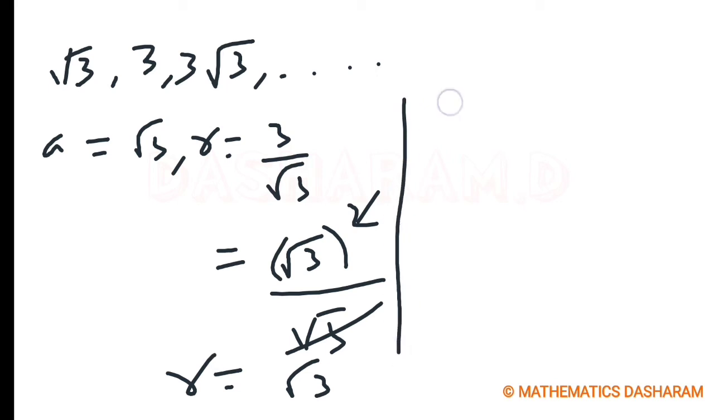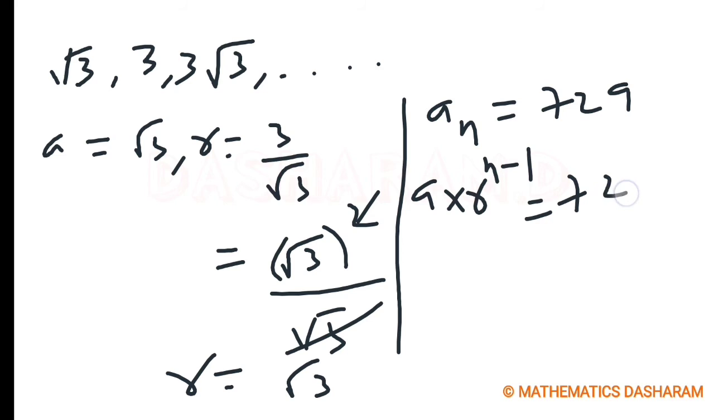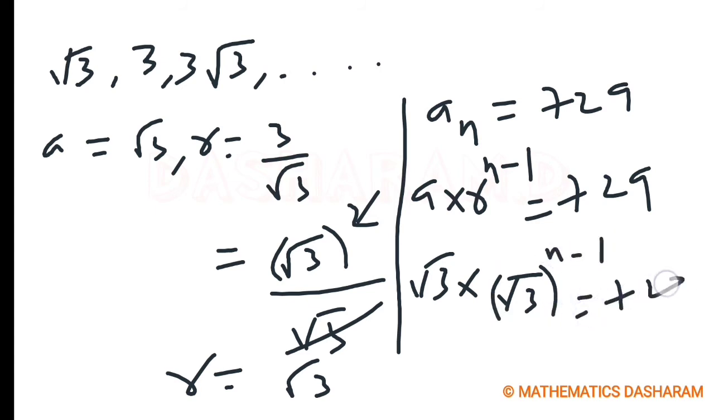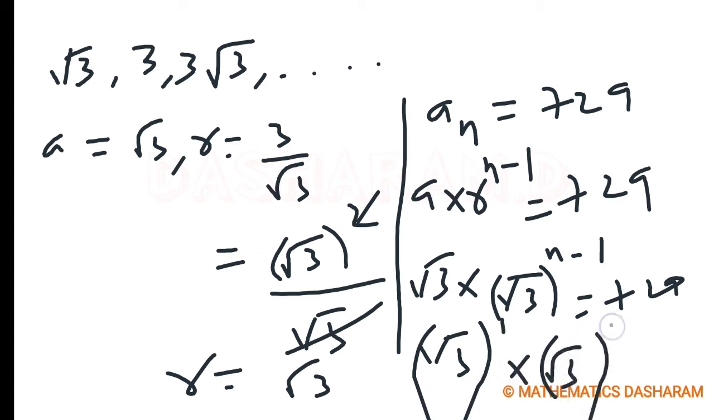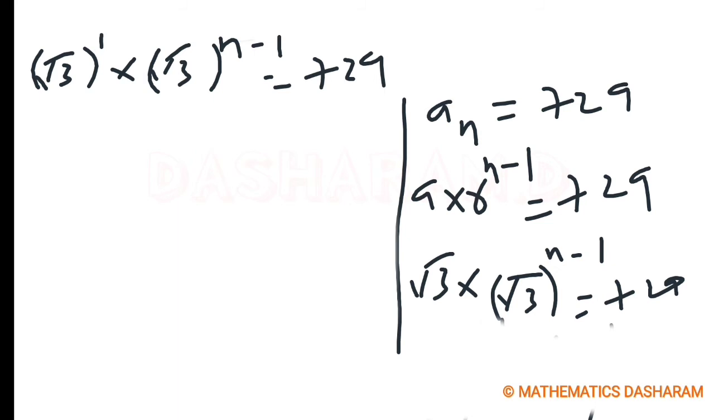Now let's equate the nth term a_n equals 729. So a_n means a into r to the power of n minus 1 equals 729. So the a value is root 3 and the r value is also root 3, whole power n minus 1 equals 729. Here, if we transpose root 3 to that side, 729 cannot be cancelled. So that is why root 3 can be written as root 3 power 1 into root 3 power n minus 1. So here a to the power of m into a to the power of n equals a to the power of m plus n.